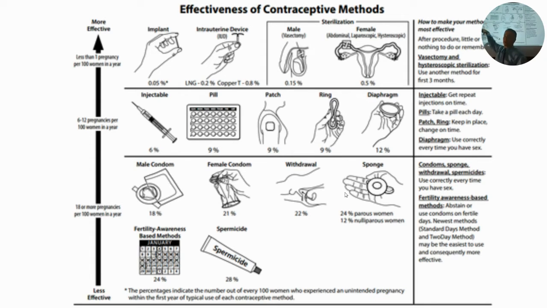Going up higher, the hormonal methods, birth control pills, injectables, a hormone patch or diaphragm, those are in single digits, most of those. And then things like an IUD, vasectomy, or tubal ligation, those are under 1% failure rate. So those are very, very effective. Questions about the contraception section?